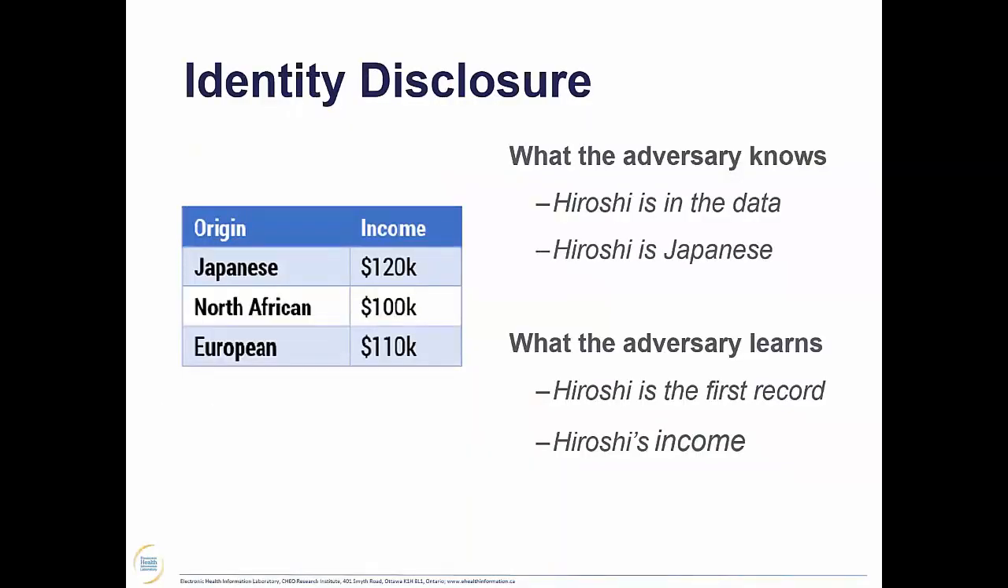So here's an example: a data set with three records and two variables, origin and income. We have an adversary who's trying to re-identify Hiroshi, and the adversary knows that Hiroshi is in the data set and that he is Japanese. So the adversary can now learn that the first record in this data set belongs to Hiroshi and that Hiroshi's income is 120K. This is an example of identity disclosure, where we are able to assign a record, which is record number one, to a person or identity, which is Hiroshi, with high certainty. Identity disclosure is the main type of disclosure that we're trying to protect against when applying those PETs: pseudonymization, de-identification, synthesis, and so on. So we want to make sure that this assignment has a low probability of being successful.